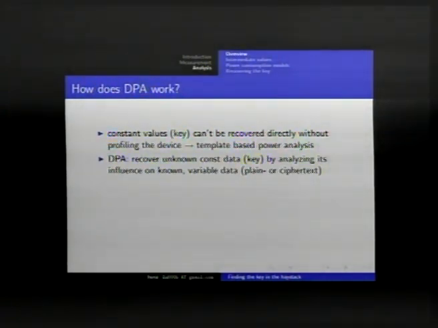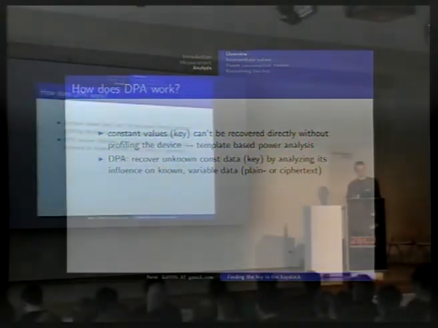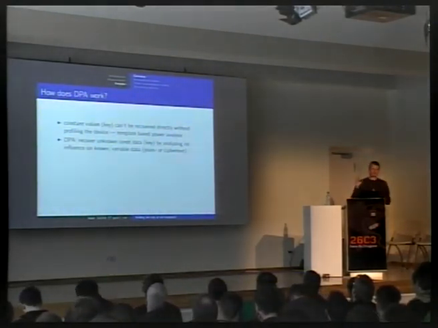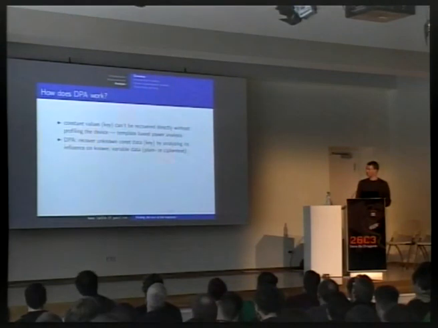phase. How does TPA work? We have a constant unknown value, the key, and we can't recover this key directly from the power consumption without profiling the device. That is what template-based power analysis does. We won't do this in this talk, but just so you have a keyword for Google. TPA does recover the unknown constant data, the key, by analyzing its influence on known variable data. This is, in our case, the plaintext. It can also be the ciphertext if we do the decryption. We will do the encryption here.